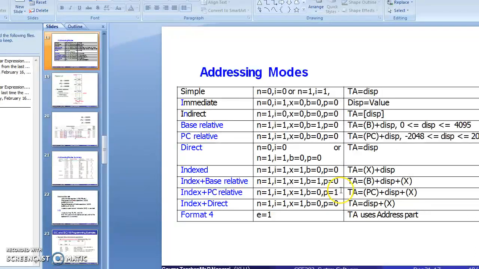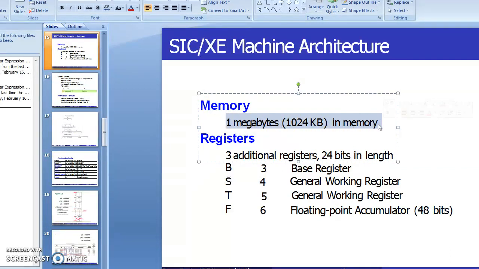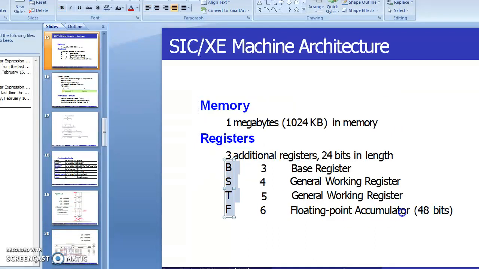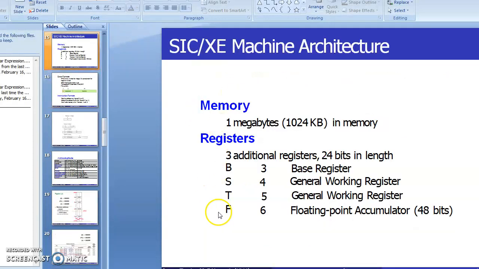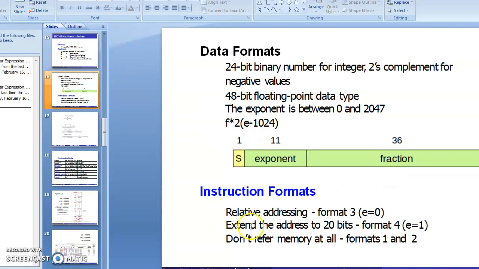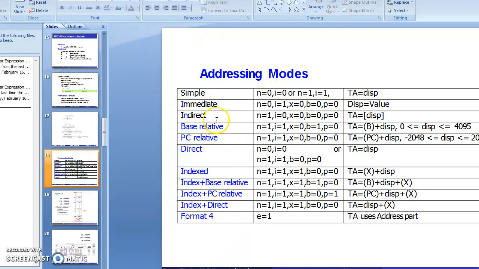Now what are all the different extensions? In SIC/XE, 1 megabyte is the total memory capacity. That's the only deviation. In registers we are using 4 kinds of registers additionally. That is another difference. Then data format, all the data formats will be the same. Here we are using a floating point register. That's why here we are indicating one additional data format. Then instruction format, here we are using 4 separate kinds of instruction format. Then addressing mode, many addressing modes are available compared to SIC.